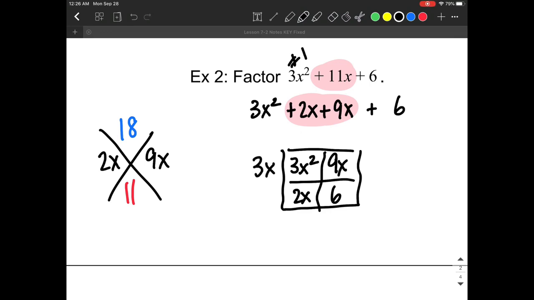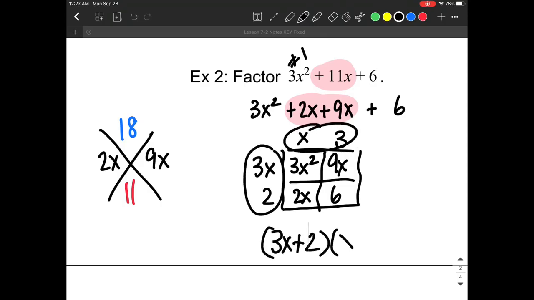So 3x and then x on the top give me 3x squared. 3x times what gives me 9x? That is 3. And x times what gives me 2x? That is 2. Does 3 times 2 give me 6? Yes, it does, so I've done this correctly. Then my factored form is 3x plus 2 times x plus 3, and I'm done.